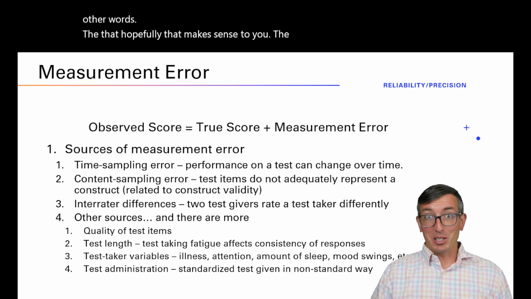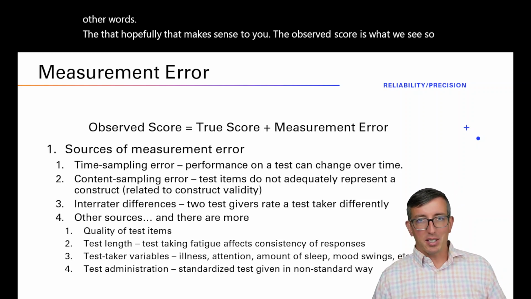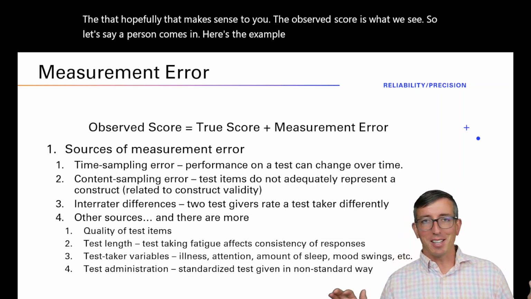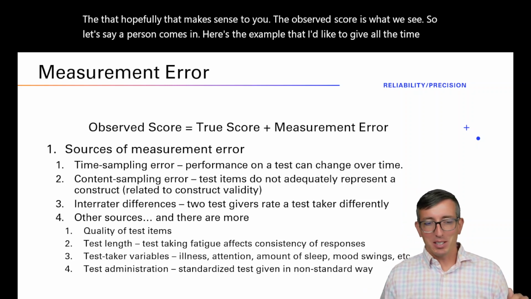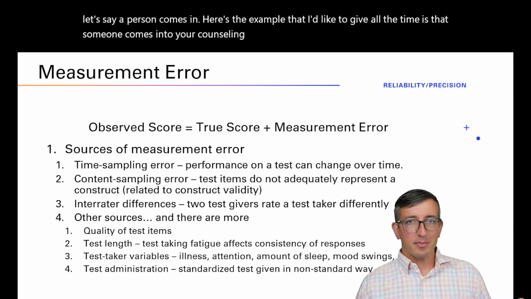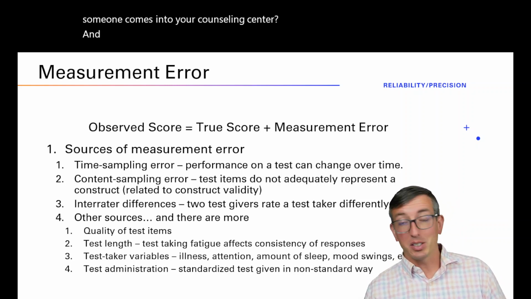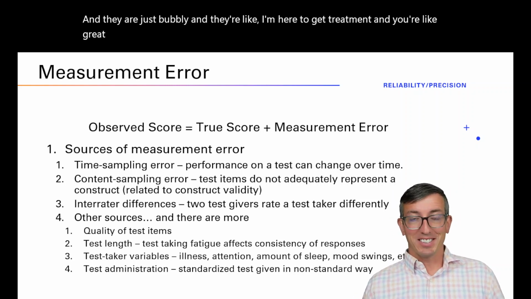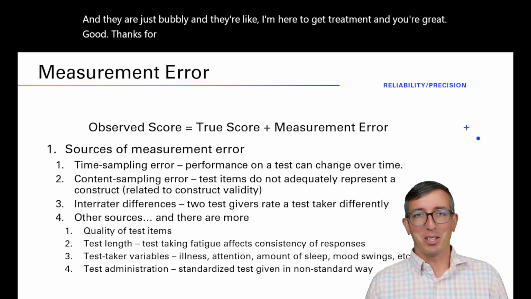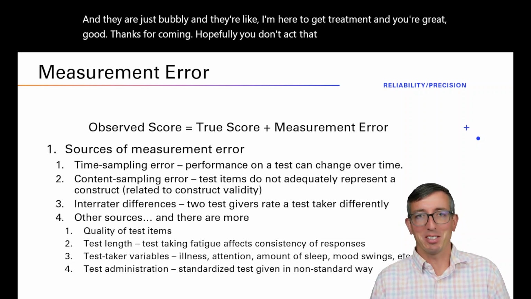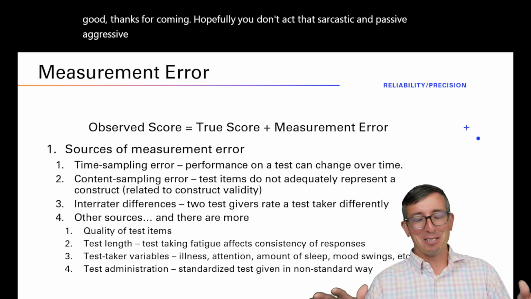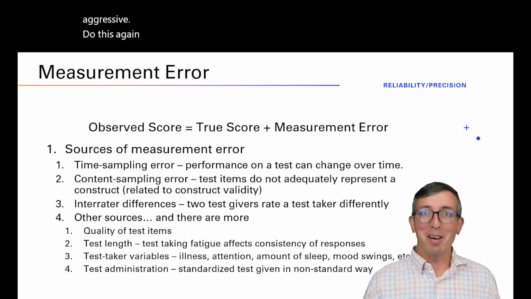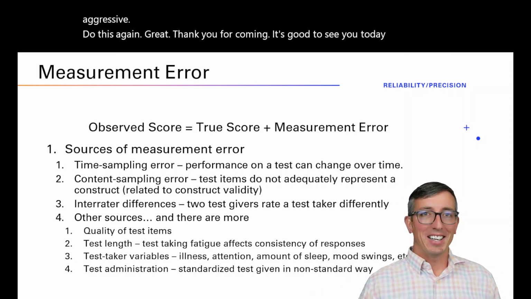The observed score is what we see. So let's say a person comes in, here's the example that I like to give all the time: someone comes into your counseling center and they are just bubbly and they're like, I'm here to get treatment. And you're like, great, good, thanks for coming. Hopefully you don't act that sarcastic and passive aggressive. Well, let me do this again. Great, thank you for coming. It's good to see you today. Tell me about your life.